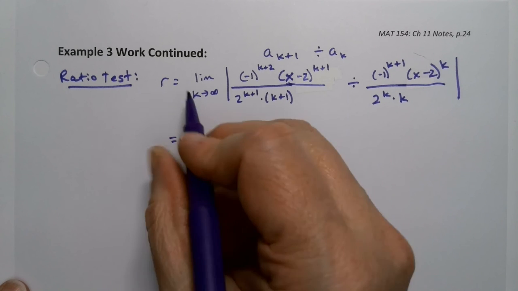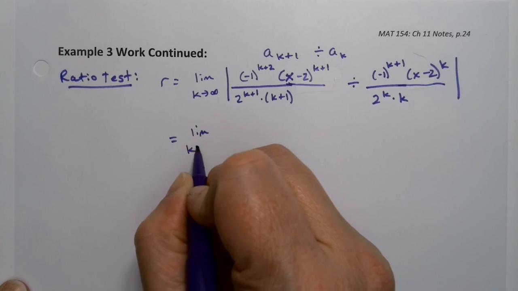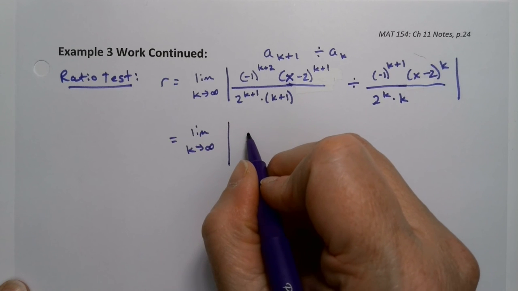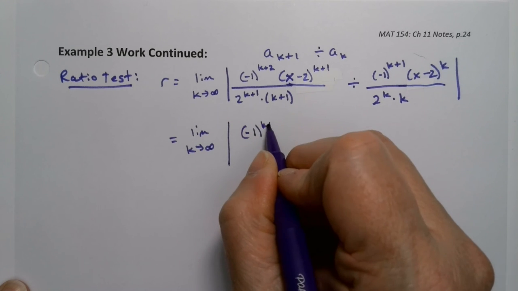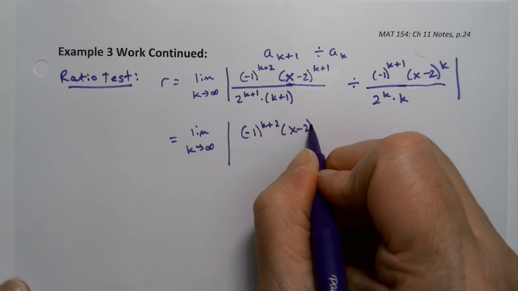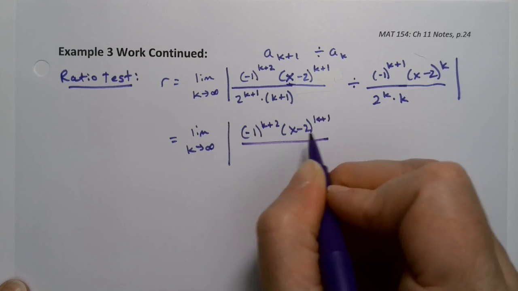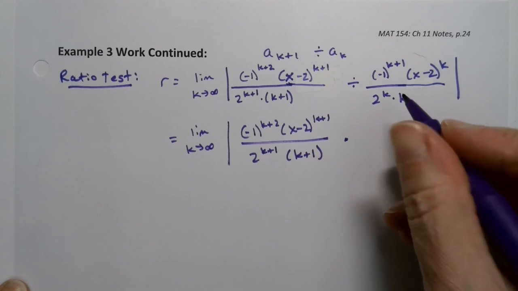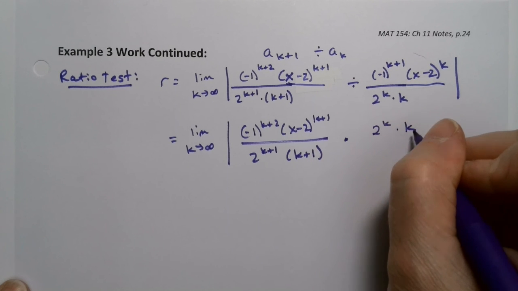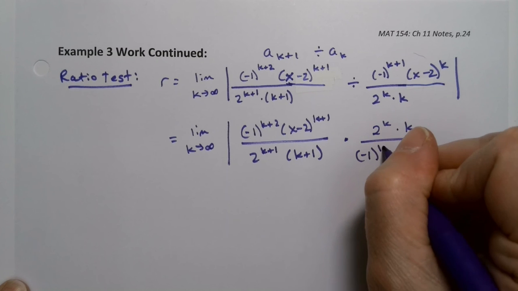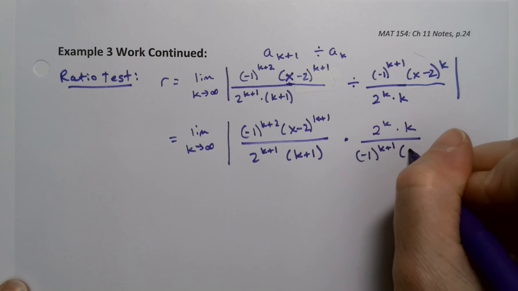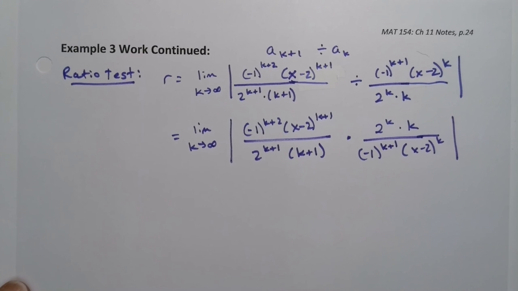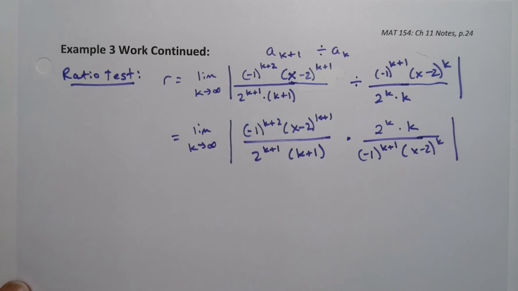All right, so that's the limit as k goes to infinity. We get to write it all again. So it's negative 1 to the k plus 2, x minus 2 to the k plus 1, over 2 to the k plus 1 times k plus 1, times 2 to the k times k, over negative 1 to the k plus 1, x minus 2 to the k. And thank goodness for the ratio test. All sorts of stuff is going to go away.